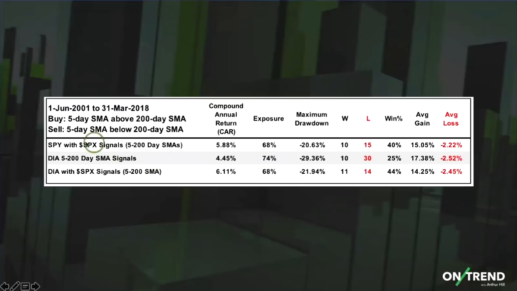You can see that if you use SPY with the S&P 500 for signals, the 5-day crossing above and below the 200-day SMA for your signals, you got 5.88% compound annual return. Now, we had 2 bear markets in that period, so that's why it's lower. And you can see DIA, if you use DIA for signals, you got a 4.45% return, which is lower. But if you use those SPX symbol signals applied to DIA, you had a higher return, 6.11%. And then you can see the drawdown was less. Again, using the S&P 500 for the signals and buying and selling DIA, the Dow Diamonds.